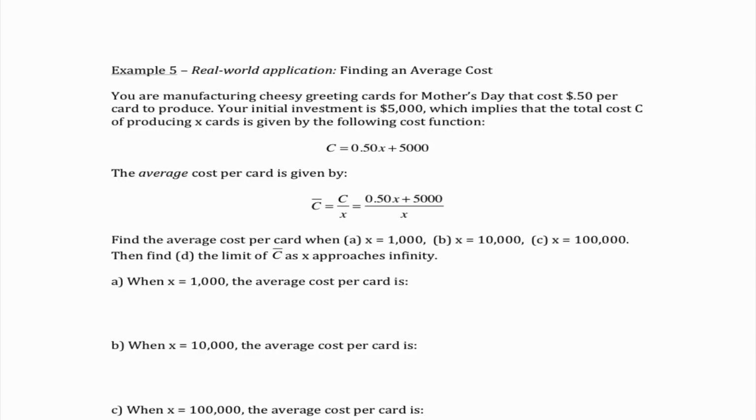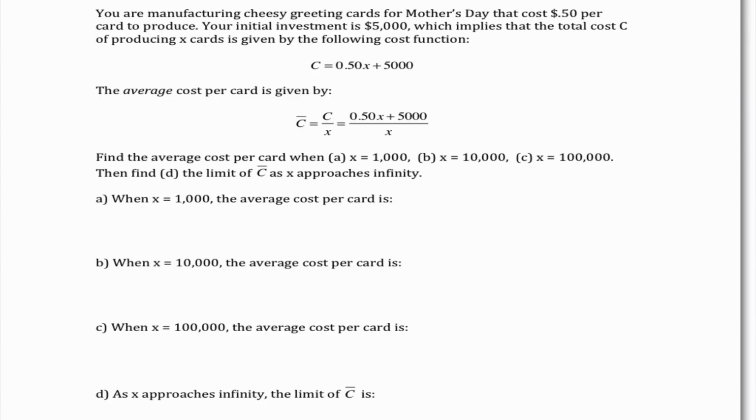We use this C with a line over it to be average cost, and that means that I'm taking the cost and dividing by the number of cards. So it says find the average cost per card when x equals 1,000. So I'm going to say the average cost would be 0.50 times 1,000 plus 5,000 over 0.50. So this is just something that I can go ahead and put into my calculator, okay, which I'm going to do right this moment.